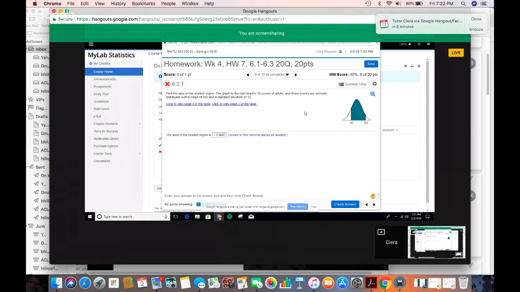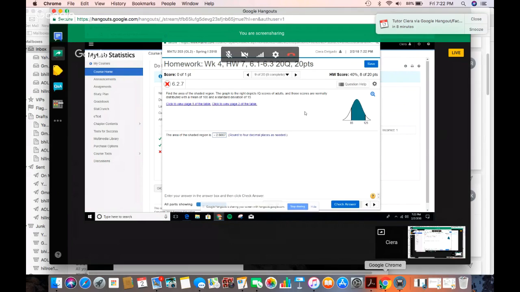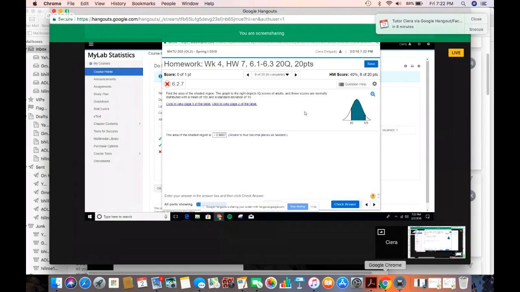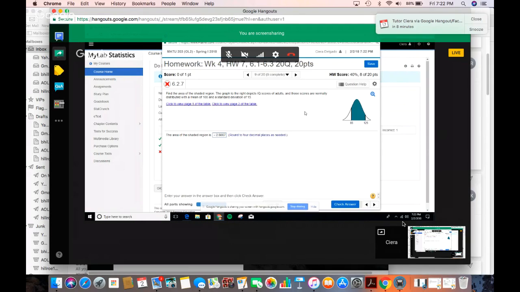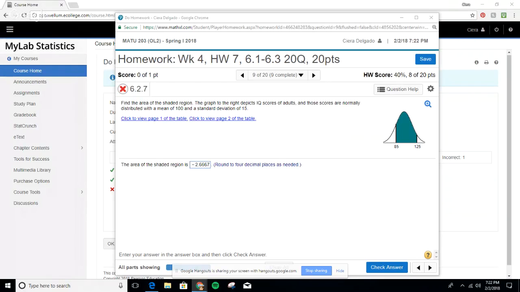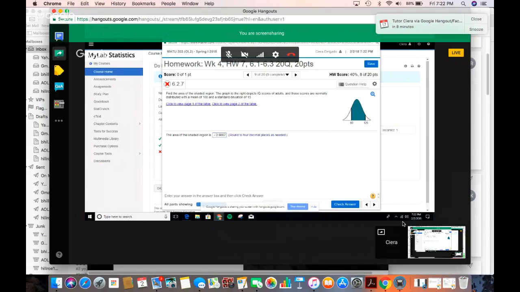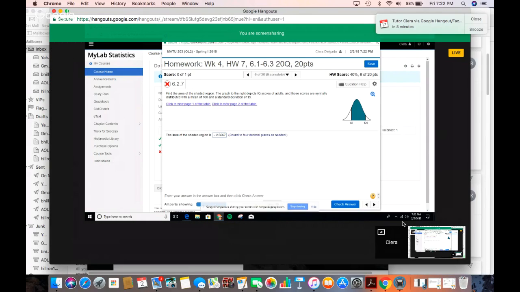Okay, so let's figure something out here. So the area of the shaded region. Let's look at something here. Let me pull it up. One second here. Okay. So traditionally, with the area of the shaded region, you would take one standard deviation minus the other standard deviation and divide it.